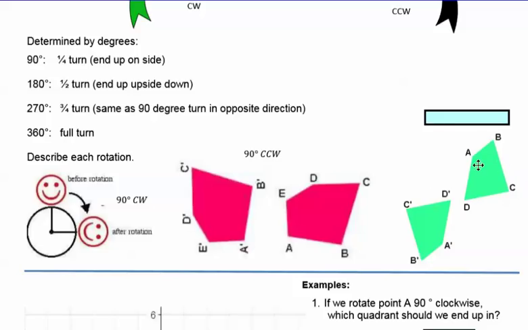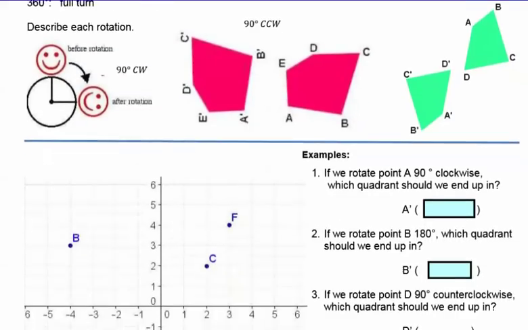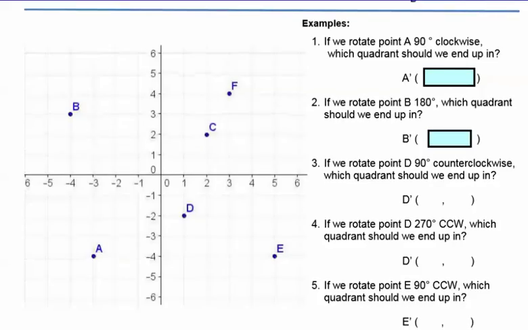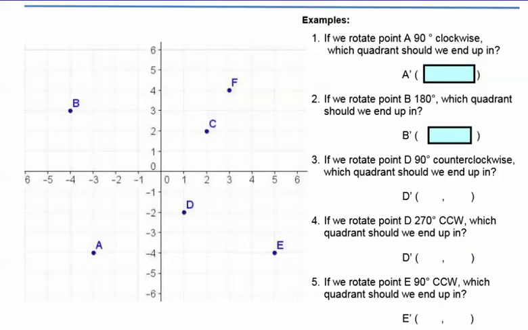If you notice, it's now upside down. If we end up upside down looking at those letters, that means it's a 180-degree rotation. And we can say 180 degrees clockwise or counterclockwise, either one, or you could just say 180 degrees rotation. Now we're going to work with rotating on the coordinate plane.